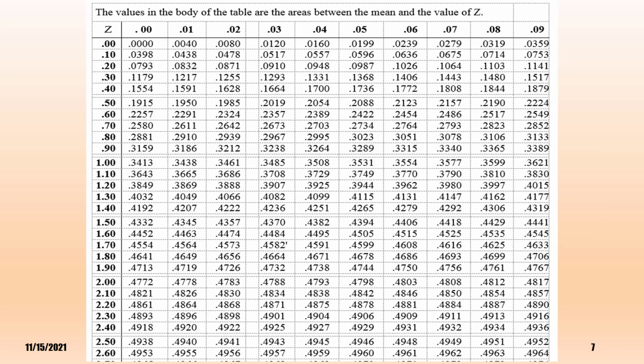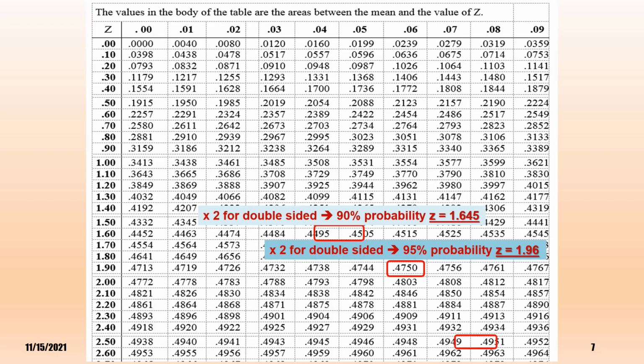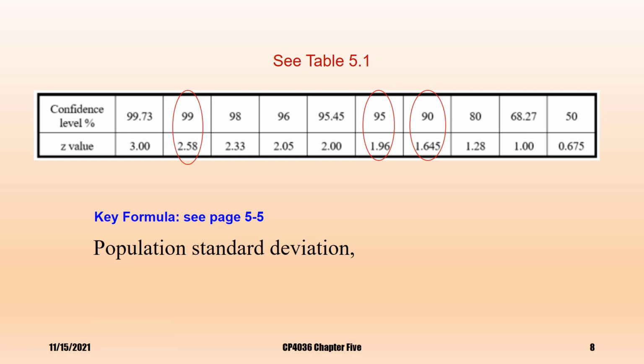Recall how we obtain Z values from the standard handbook, page 6. If we are talking about 95%, then half of 0.95 is 0.475. You can see that the Z value is 1.96. Similarly, the Z values for frequently used percentages such as 90 and 99% can also be obtained. Table 5.1 shows the Z values for corresponding confidence levels.